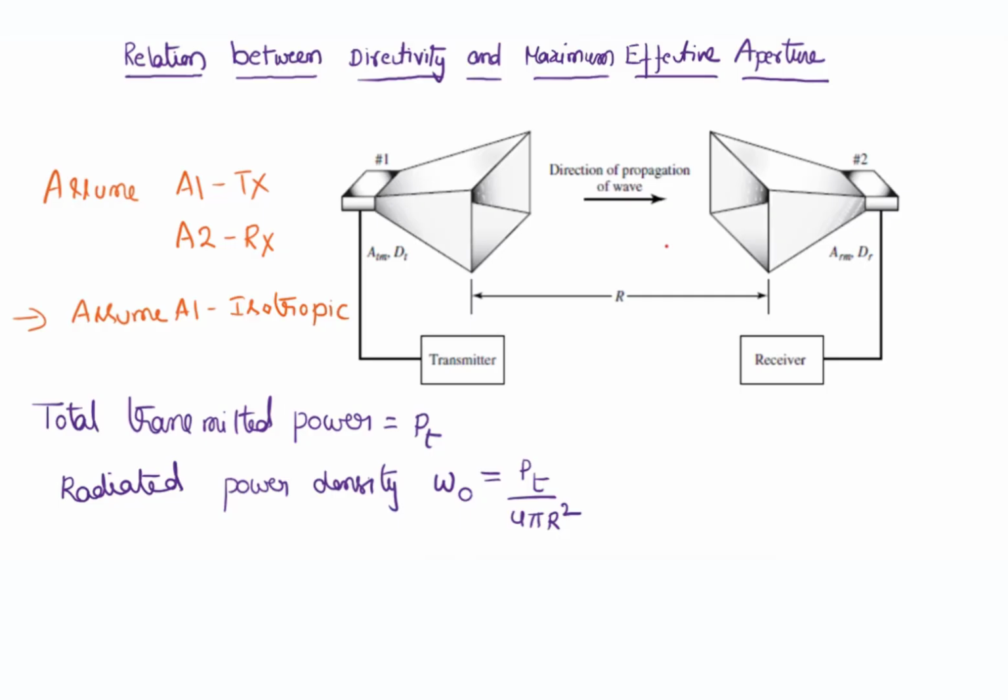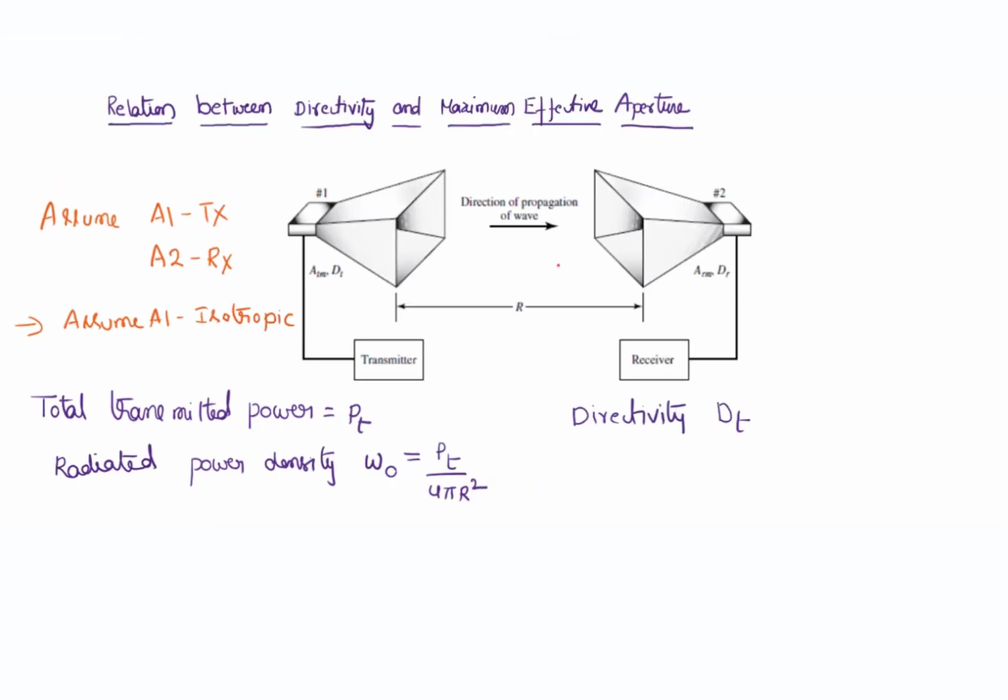Now the directivity DT of the transmitting antenna. Assume this transmitting antenna is having the directivity DT and maximum effective aperture ATM. Same way for the receiving antenna, in the first case, assume the directivity as DR and ARM is its maximum effective aperture, and the two antennas are separated by the distance r.